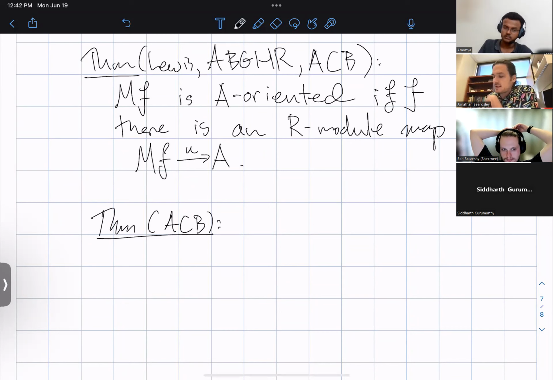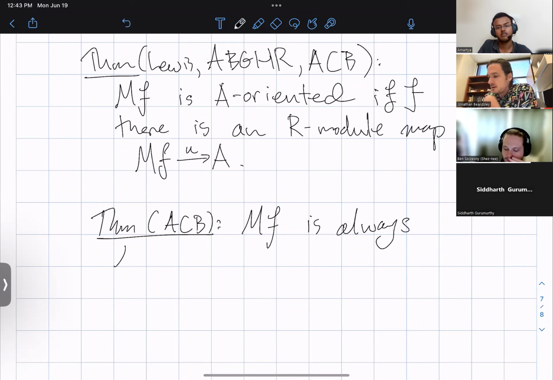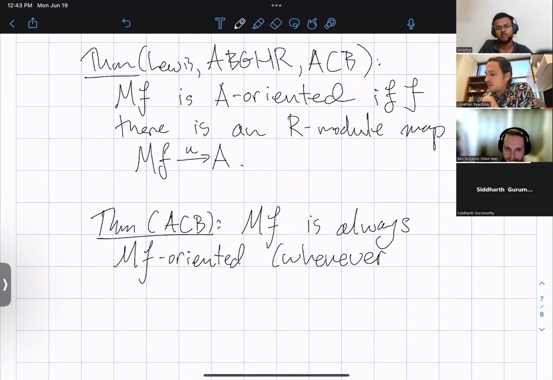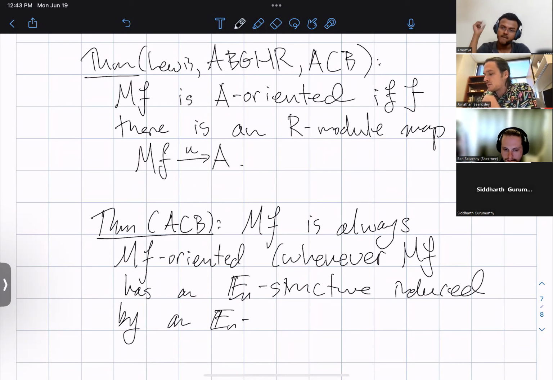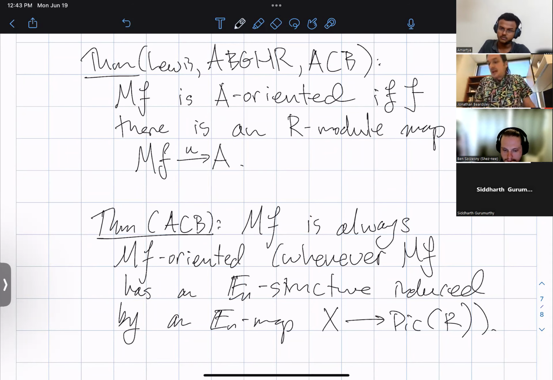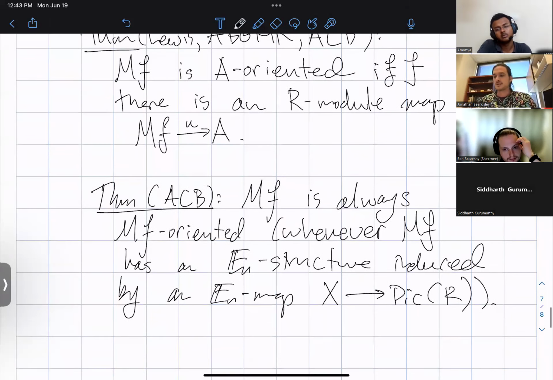Another nice theorem of Antolín-Camarena and Barthel is that Mf is always, in particular, Mf-oriented, whenever Mf has an E_n structure induced by an E_n map from X to BGL1 R. Because of this symmetric monoidality of the Thom spectrum functor, if you have an E_n map, then Mf becomes an R-algebra, and then you can ask if it's oriented with respect to itself, and it always is.